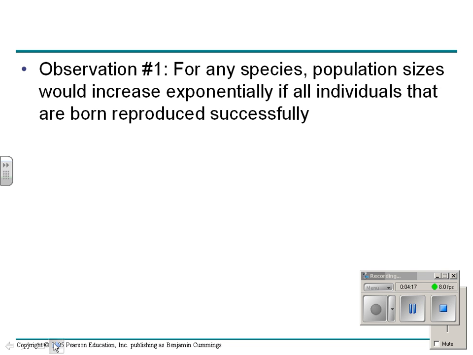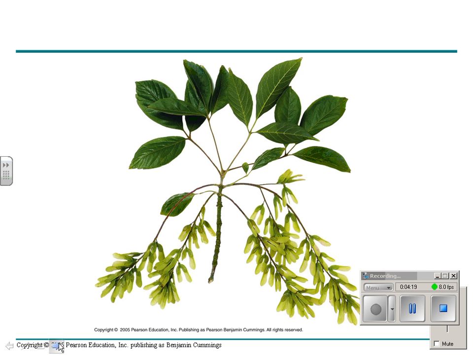So for example, if you look at this maple here, or box elder here, look at all the seeds that are produced by this box elder tree. So now think if every one of those seeds became a tree, we would be inundated with box elder trees. If every rabbit that was ever born became an adult and then had their own kids, we would be inundated. We'd have so many rabbits we wouldn't know what to do with them.